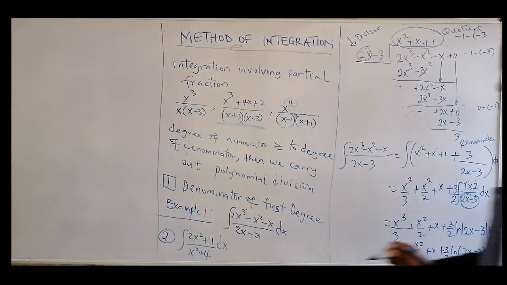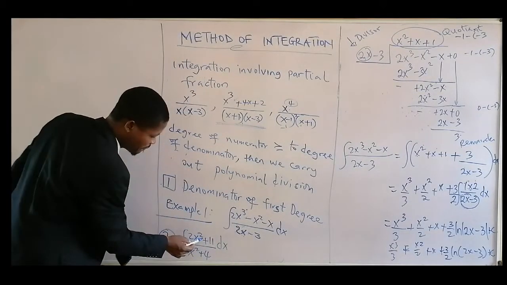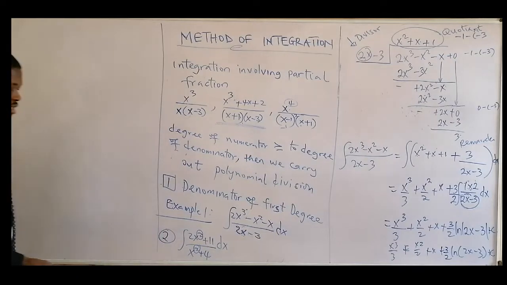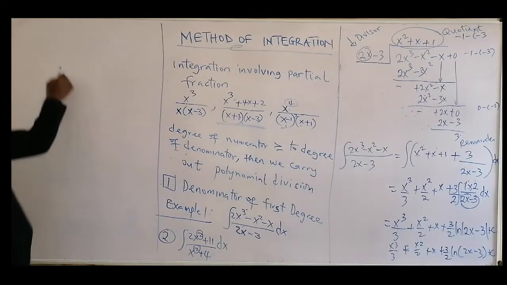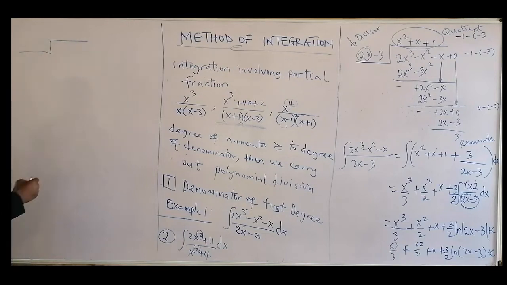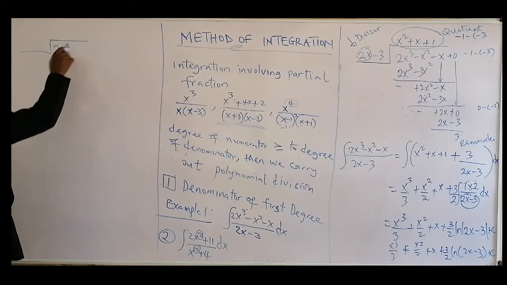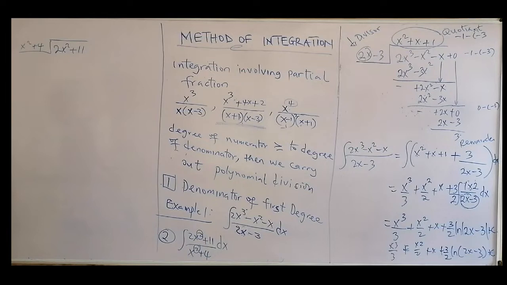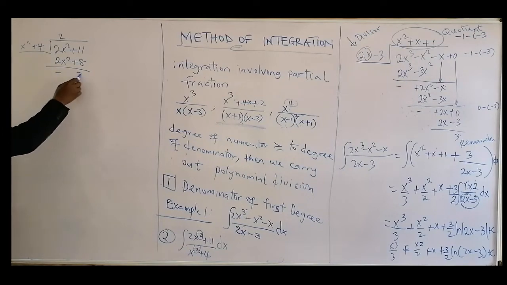Then we want to look at example 2, whereby the degree of the numerator is equal to the degree of the what? Of the denominator. So in that case also, we carry out polynomial division. So 2x squared plus 11 divided by x squared plus 4. So what can we use to multiply x squared so that we can get 2x squared? So that is times 2. So 2x squared, 2 times this one plus 8. Then subtract, this will be 0 and this will be 3.